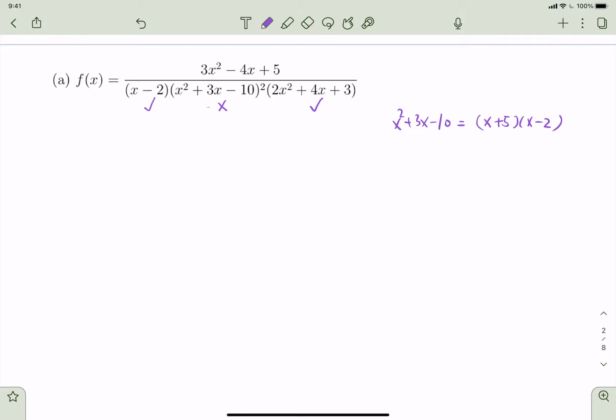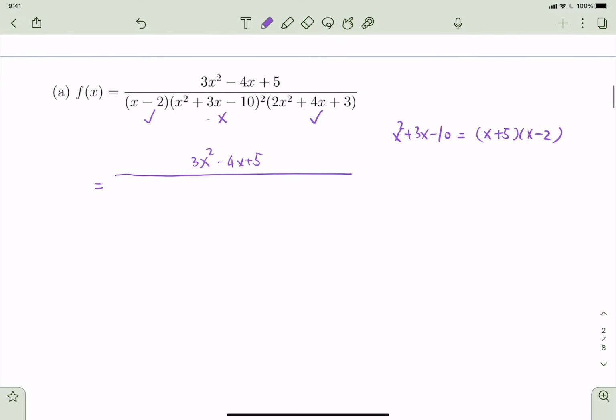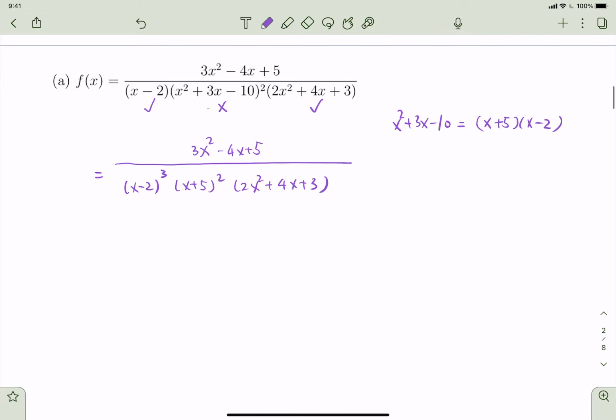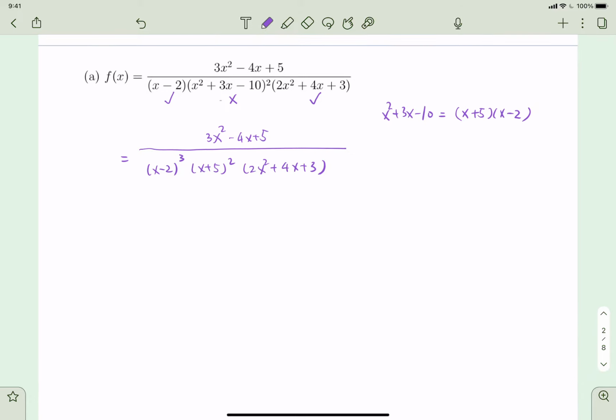So we're writing that we have 3x squared minus 4x plus 5 over this x minus 2, right, times that x minus 2 squared, so it becomes x minus 2 to the 3, and x plus 5 here to the 2, right, times this one. Now we're ready to do our decomposition.